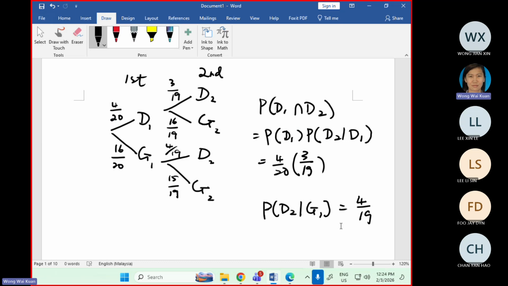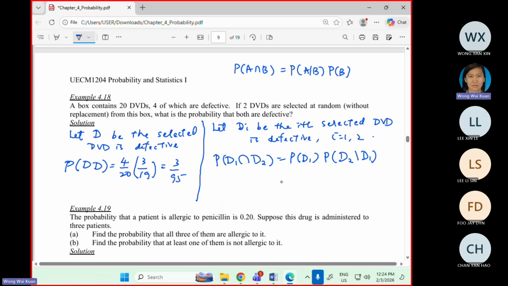Okay, so we go back. Then this one, no different, is still 4/20 times 3/19. So then this is 3/95. I also hope that with this, you understand the conditional and the joint better. Okay? So now, how are we going to write this?